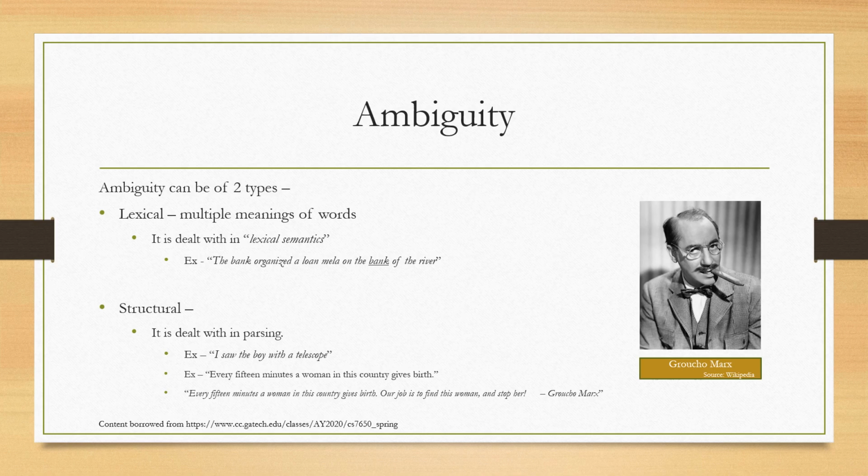Another one is structural. Basically, when the whole sentence depicts multiple meanings. For example, I saw the boy with the telescope. The sentence may mean a boy and a telescope relation. In another famous example, the depicted meaning is a whole lot far away from the general sense of the sentence. Every 15 minutes, a woman in this country gives birth. The famous depiction done by Groucho Marx is: every 15 minutes, a woman in this country gives birth. Our job is to find this woman and stop her.